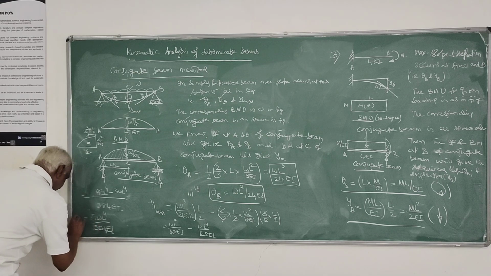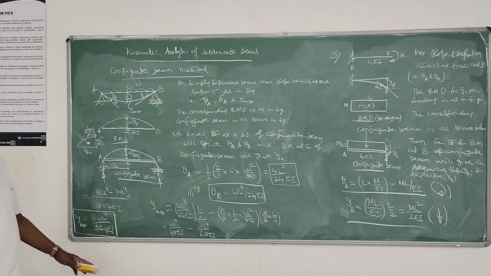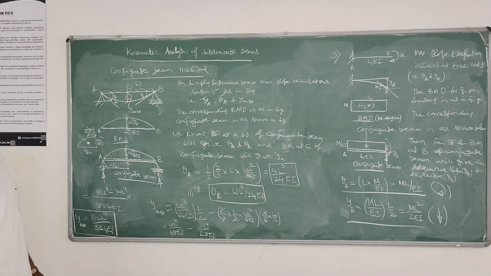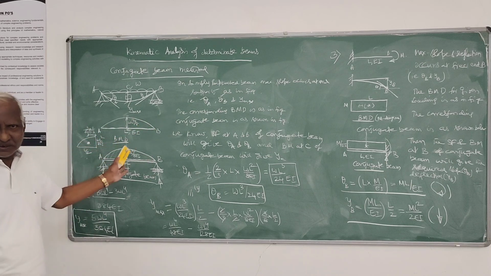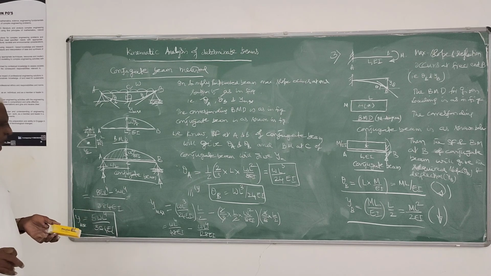This is standard, and this is Y max. The maximum deflection for a simply supported beam subjected to UDL is 5 by 384 W L to the 4 by EI. These things you can remember. Whatever cases I have given in the problems, the deflection and slope for those cases you can remember always. They are all standard.